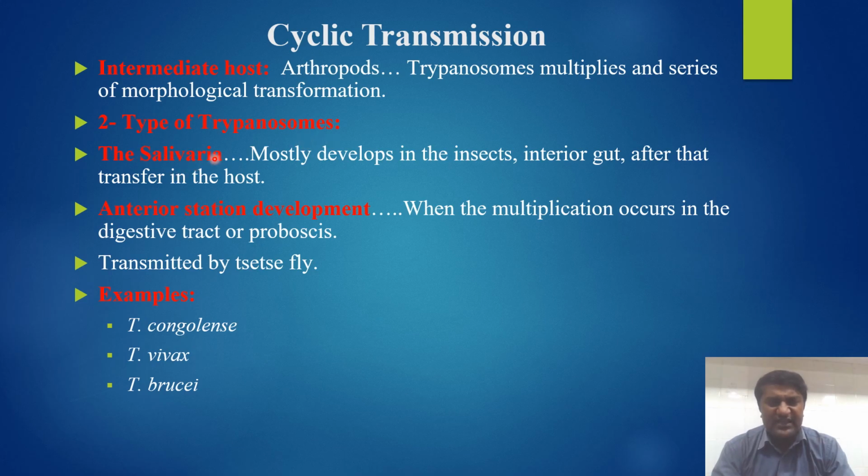In the salivarian, the parasite mostly develops in the insect's anterior gut. After that, it is transferred to the host. This is anterior station development. This is the term used when the trypanosome multiplication occurs in the digestive tract or proboscis. Examples of the salivarian groups are Trypanosoma congolense, Trypanosoma vivax, and Trypanosoma brucei.